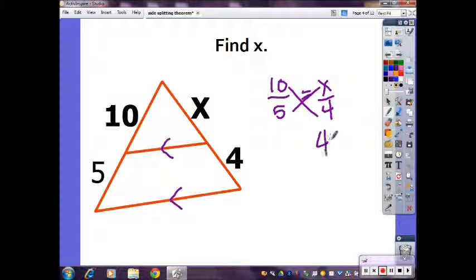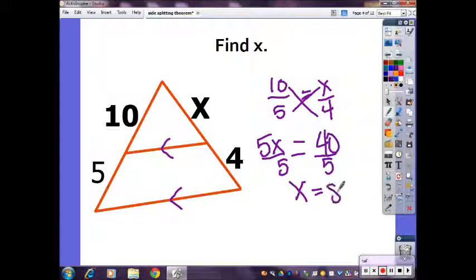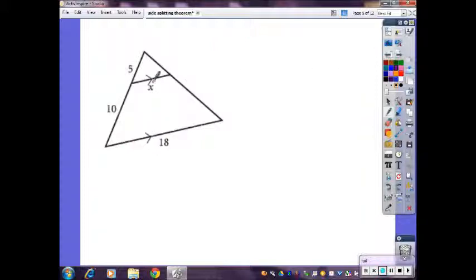Cross multiply. And then divide. And we find that x equals 8, so the missing measurement is 8. Now, that's a pretty straightforward example. What happens when we no longer just have the side measurements, but now we have the measurements of the parallel lines? Okay, that changes my relationship completely. It kind of switches from the side-splitting theorem to two parallel lines creating similar triangles.